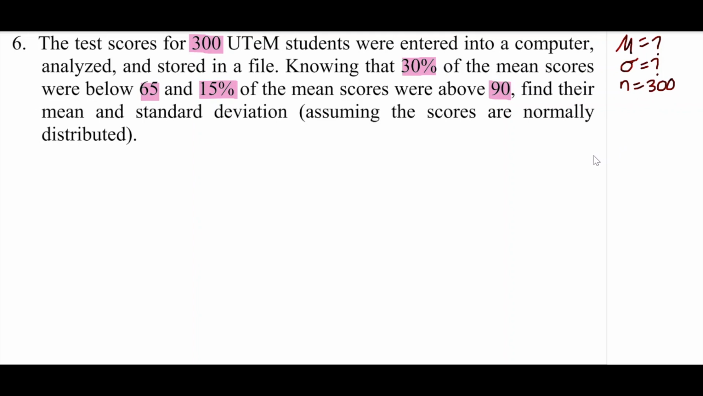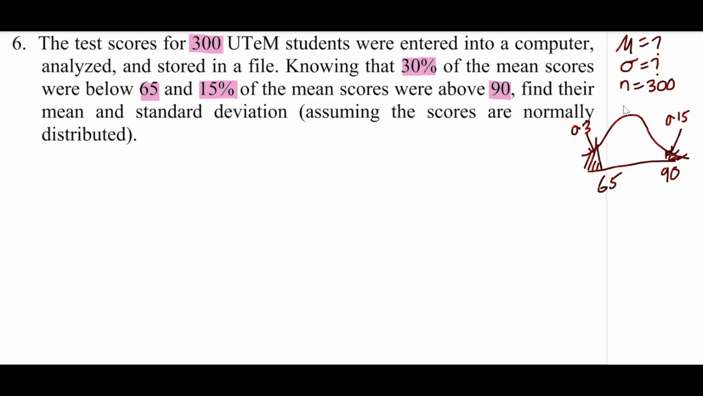I would also like to illustrate the information provided here, which is that 30% of the mean scores were below 65 marks. So below 65 marks were 30% of the mean scores. And 15% were above 90. So 15% of the marks were above 90. Okay, so find the mean and standard deviation.